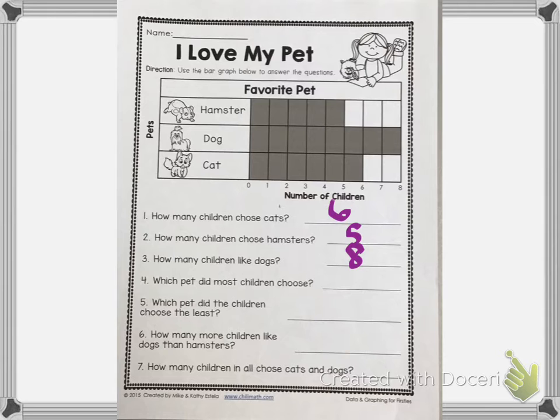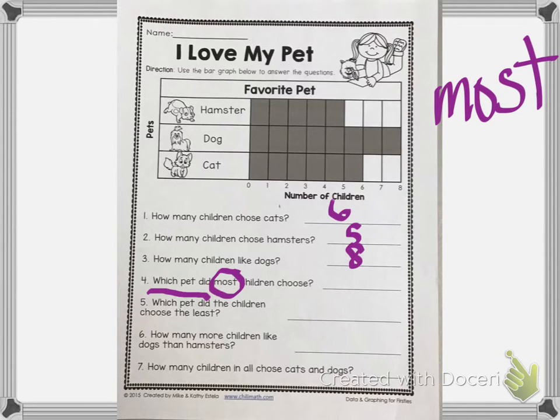Now, it seems like I think we've answered all the questions about how many, because the next part doesn't say how many, does it? It says, which pet. This word right here is really important. That word, we've talked about that before. I'm going to write it over here, most. Most means biggest, the biggest number. And it says, which pet did most children choose? You can look right there in the graph, whichever one has the longest or the biggest line would be this one right here. That is the one that has the most.